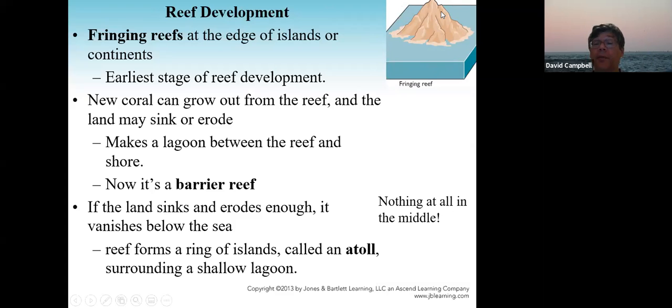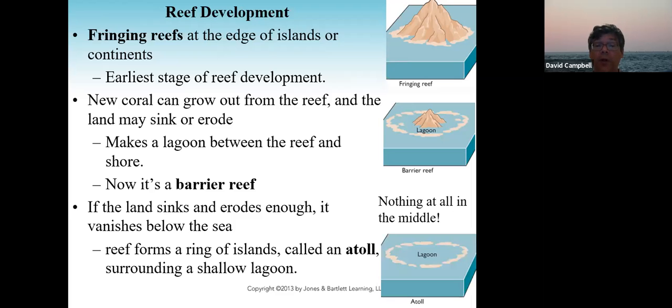Meanwhile, the land may be eroding, and perhaps also, as we saw with making geodes, it can perhaps sink down. And this leads to having a lagoon between the reef and the shore. And this is a barrier reef. If that land keeps on sinking and eroding, it may vanish entirely from sight, and we're left with a ring of coral islands. And there's nothing at all in the middle, so this is an atoll. A lagoon in the middle, surrounded by a ring of the coral islands.